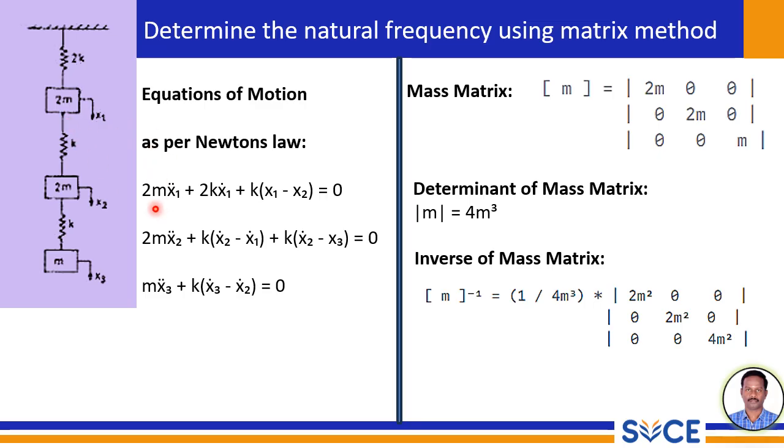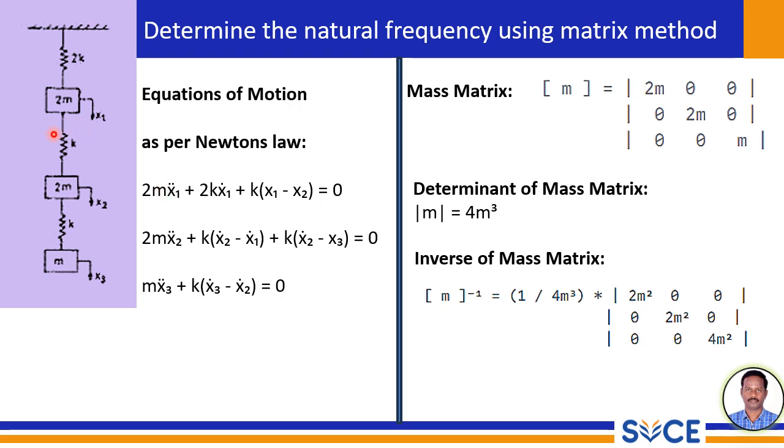Since the mass is 2m, we substitute the mass as 2m, plus the stiffness force acting only with respect to this mass, which is 2k into x1. Plus k into, this is the second stiffness force, where the displacement is with respect to both mass 1 and mass 2. So we have to write x1 minus x2 equal to 0.